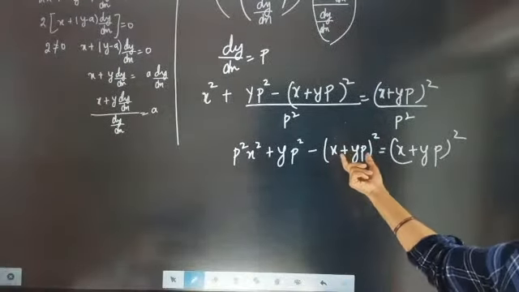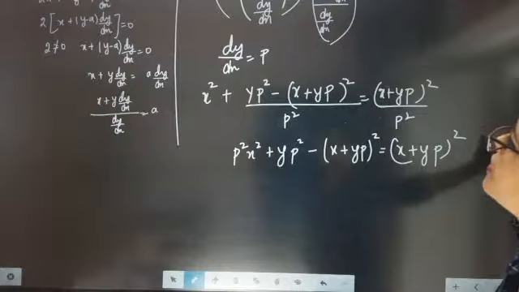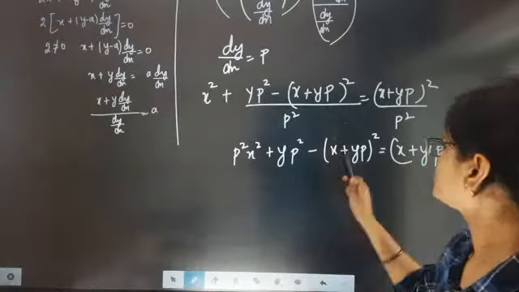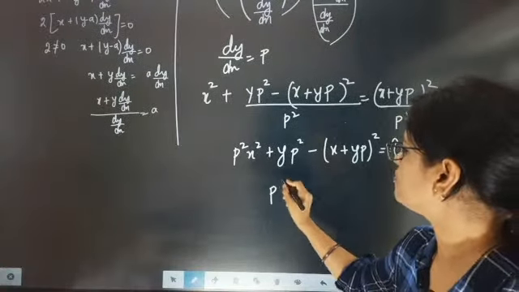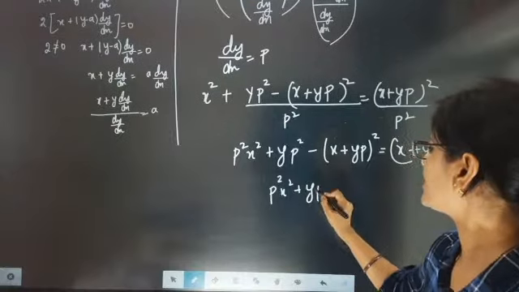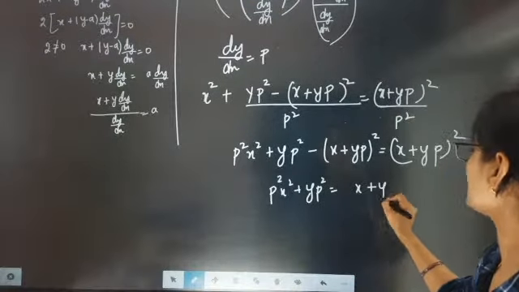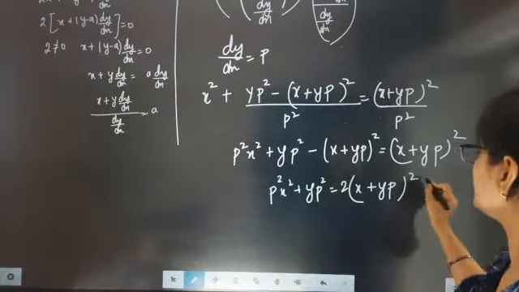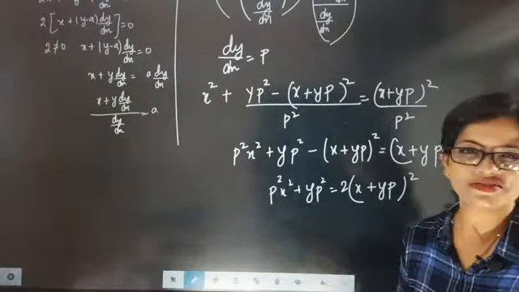So it is (x + yp) whole square is there. I think I have not taken anything extra. So this part when I am going to shift that side, so p²x² + yp² equal to (x + yp)(2x + yp) whole square. Okay, so now after that just remove this one.